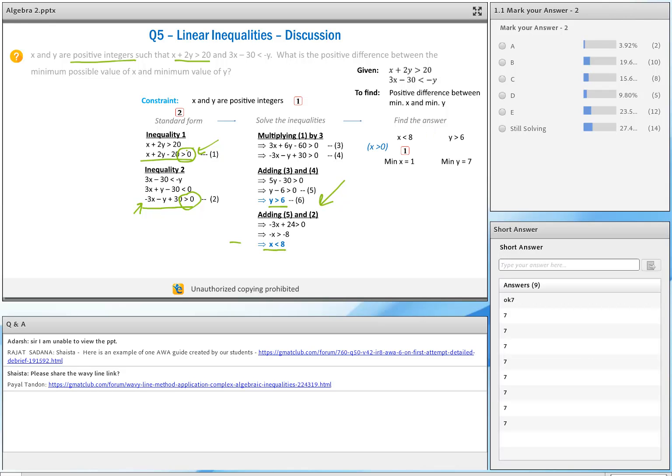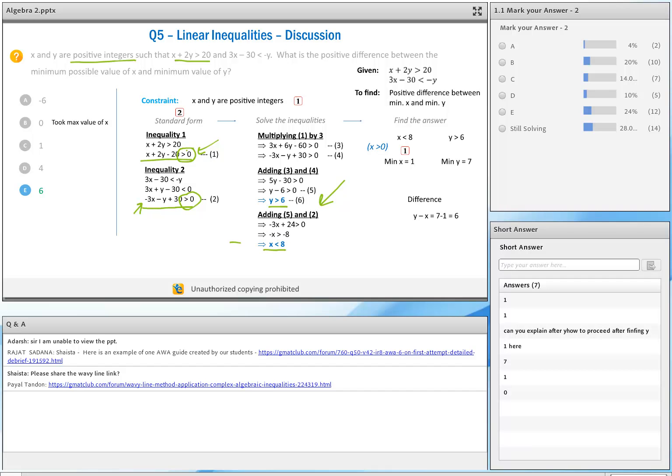Absolutely. Minimum value of y will be 7. And if x is less than 8, then what is the minimum possible value of x? Absolutely, 1. X is equal to 1. So these are the two values that you get. When you take the difference of the two, what you get is 6 as the answer. Okay, so again, you have to get the positive difference. That's why minus 6 could not have been the answer.